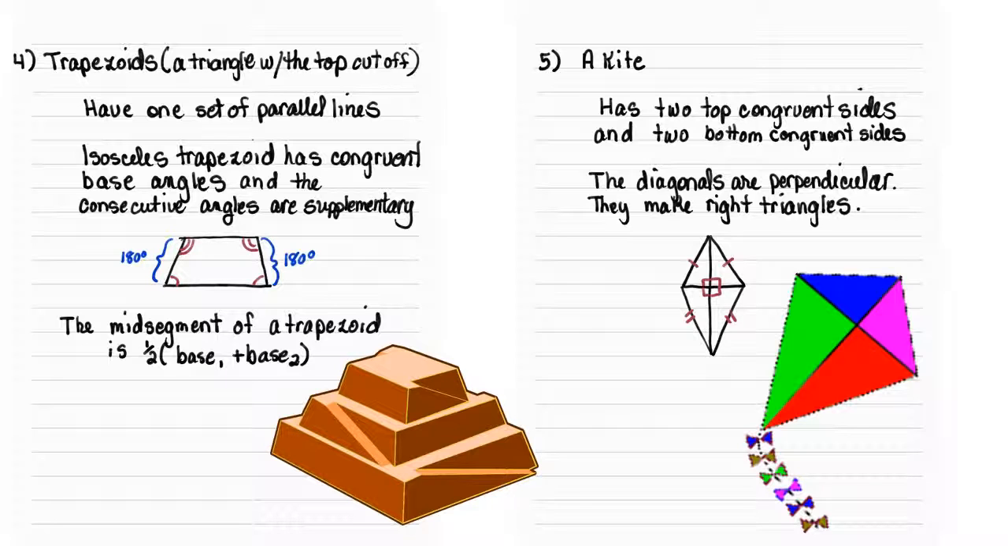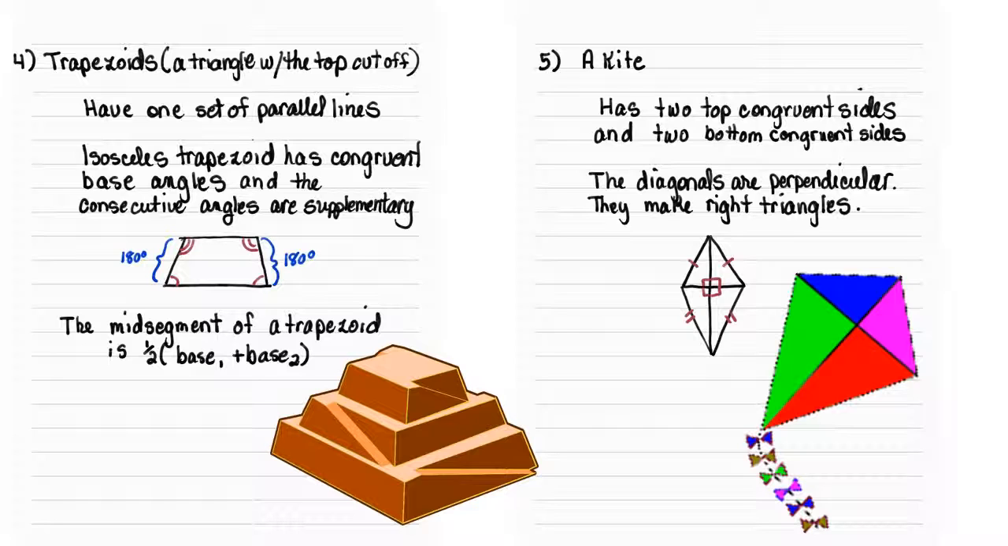If you cut a trapezoid totally in half and give it a mid-segment, the formula for finding the middle is 1/2 times base 1 plus base 2. If you have a top and a middle, just use the formula to find the missing base.